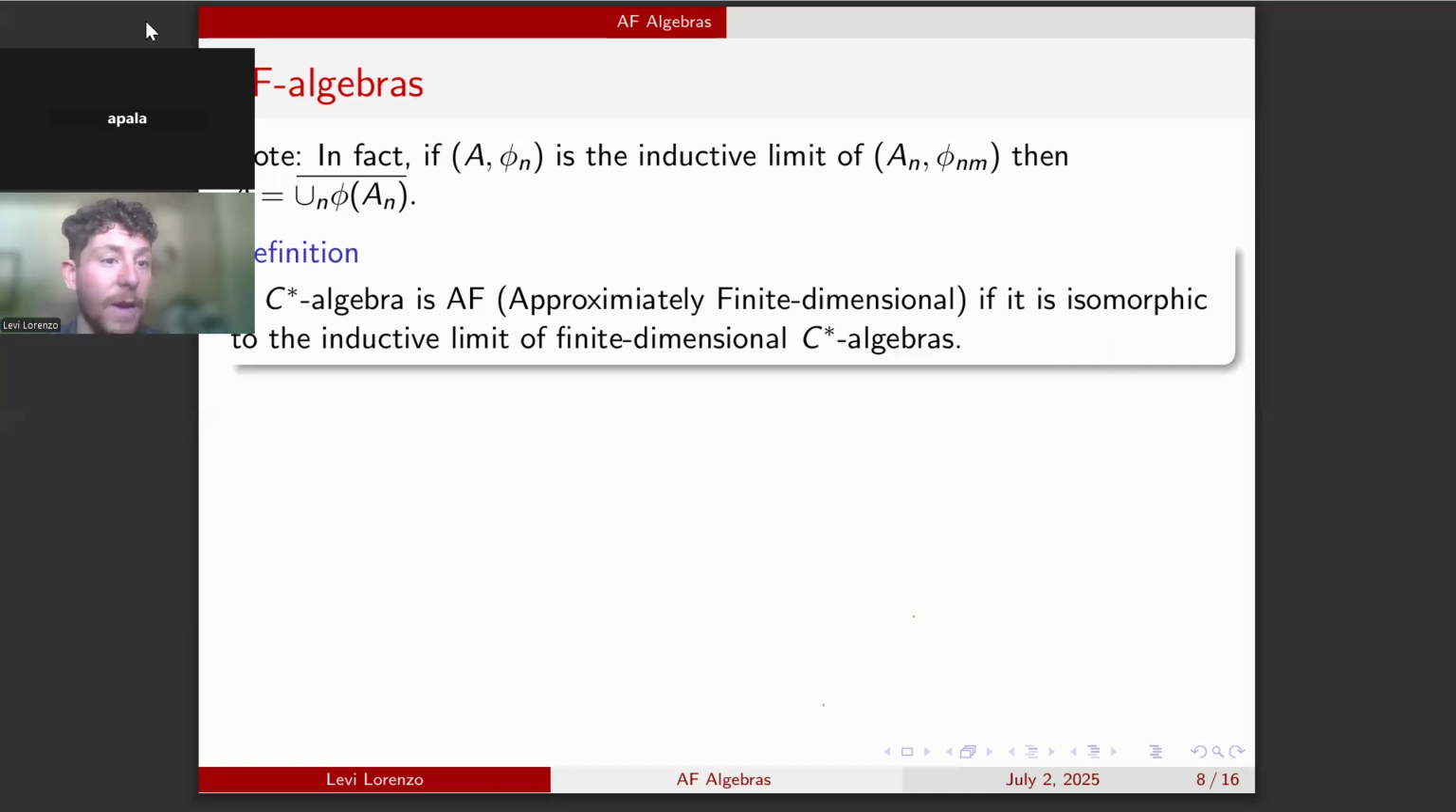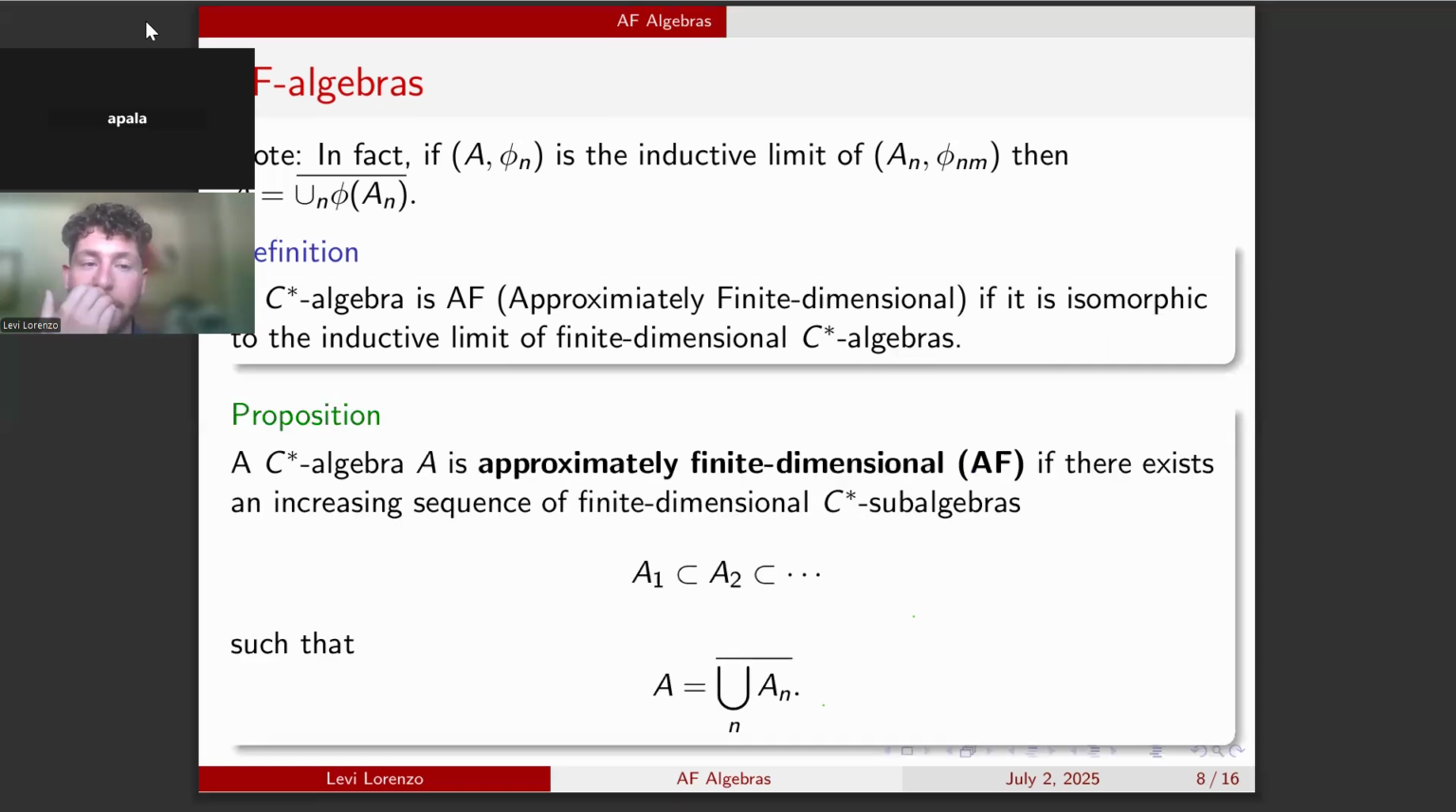So, getting to AF algebras. We say a C-star algebra is AF, or approximately finite dimensional, if it is isomorphic to the inductive limit of finite dimensional C-star algebras. So these are precisely the C-star algebras which arise as inductive limits of direct sums of matrix algebras.